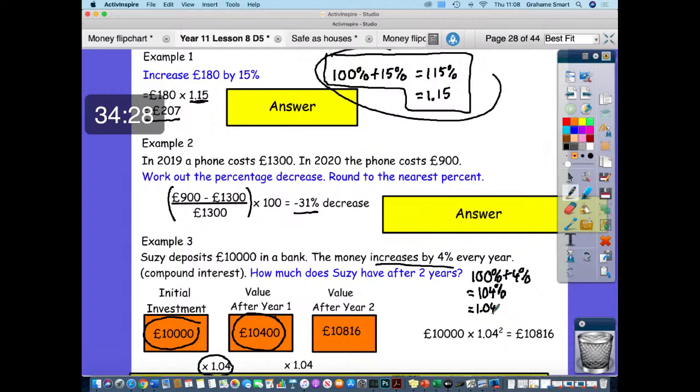Then I've got the £10,400, and I multiply that by 1.04 again, and we get £10,816 as our final answer. That's how much Susie has after the 2 years.